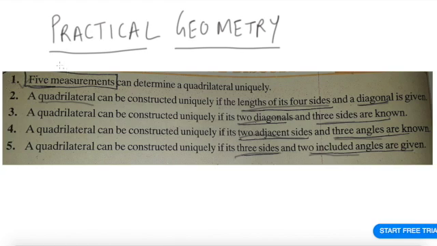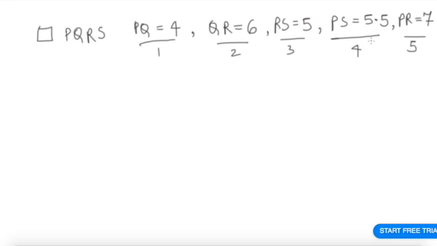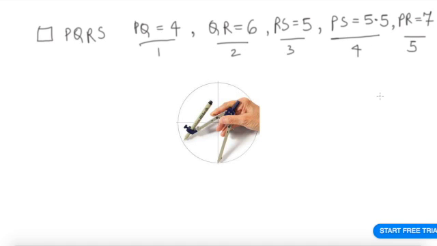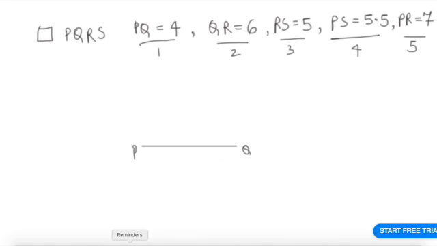Let's, for instance, look at case number 1. How do we use 5 measurements to come up with a quadrilateral? These are the 5 measurements which are given to us, and now we should try drawing a quadrilateral. To draw a quadrilateral on a white paper, we will need a ruler and something called a compass, and the compass looks like this. Let us start with any side, so we just drew PQ.